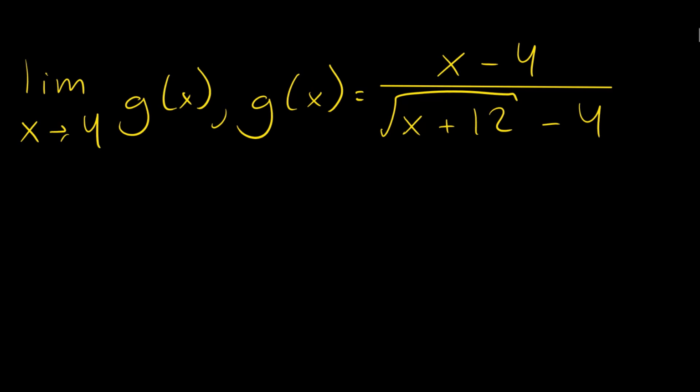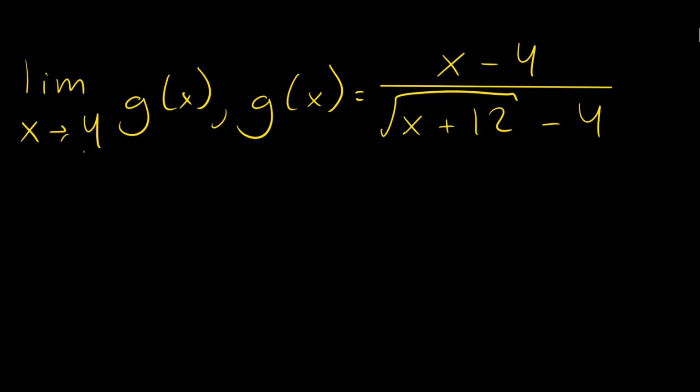Alright, so here we have a limit that's in a very similar situation as the one before. So we have the limit as x approaches 4 of g of x, where g of x is x minus 4 divided by the square root of x plus 12 minus 4. So let's try this out. Let's try the same strategy as before.